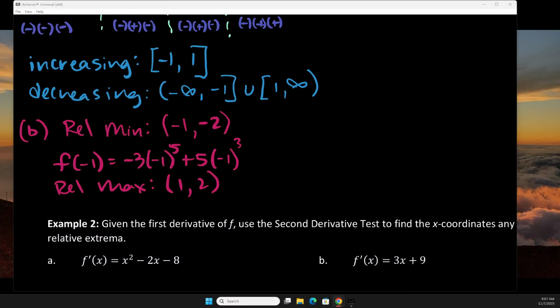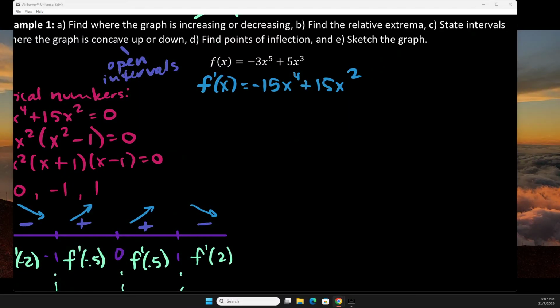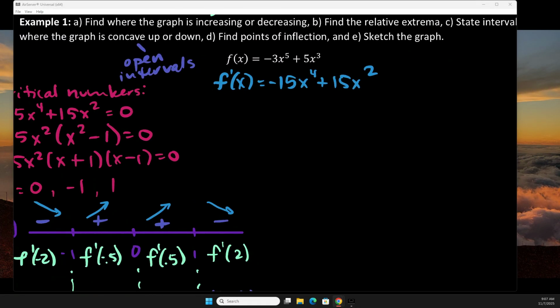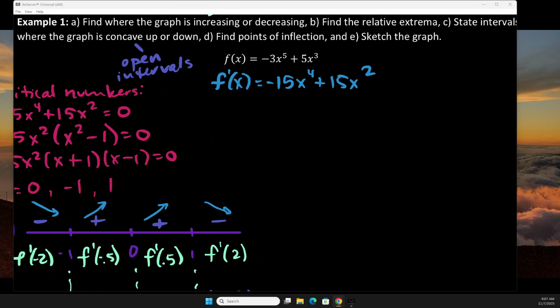All right, so let's do the C part. And the C part is the new part for this year. So we're going to state the intervals where f is concave up and concave down. What do I need for that? Second derivative, good job. So that's going to be -60x cubed plus 30x.